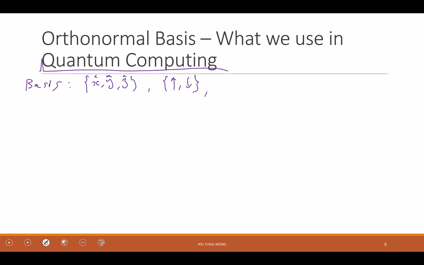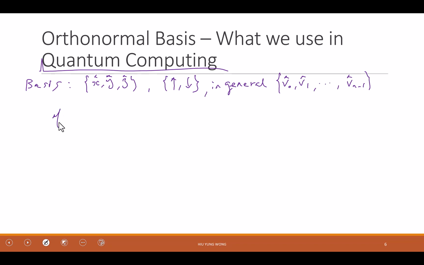And in general, you can have the basis vectors from 0, 1, all the way to this. What is the dimension of this basis? N-dimensional, right? Remember, we start with 0.